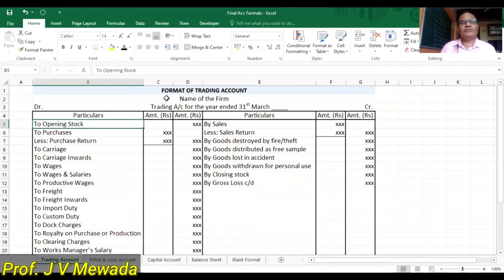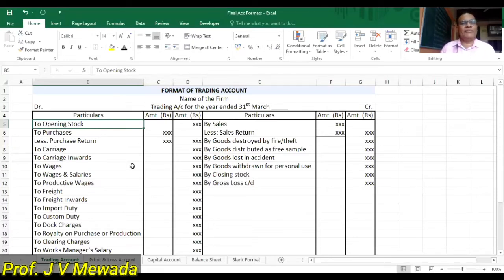In trading account, at the top we write the name of the firm. After that, the heading is trading account for the year ended 31st March so and so. Sometimes we use a combined heading for trading as well as profit and loss account. In that case, we use the heading trading and profit and loss account for the year ended 31st March so and so. Now, I am going to explain separately the trading account, profit and loss account, capital account, current account and balance sheet. Now we will see the trading account.